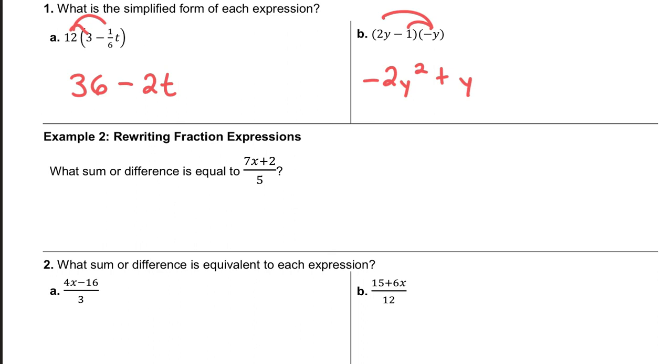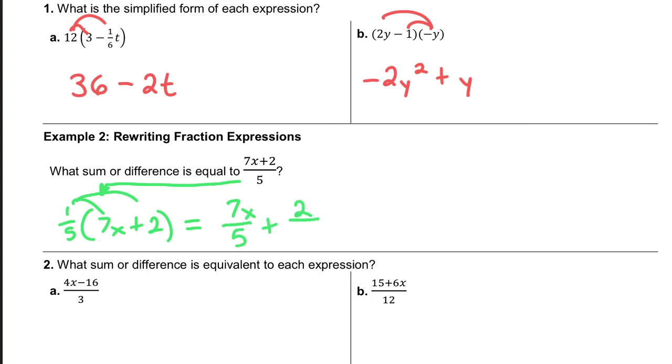So moving to example 2, finding a sum or difference that's equal to a quantity divided by just a number. It's just basically distributing, kind of like you're distributing a fraction, because this expression is the same as me doing 1/5 times 7x plus 2. So if I did that distribution, all this would be is 7x over 5 plus 2 over 5. And that's it, and that's simplified. So really, you're just writing each term over this number in the denominator, in the bottom of the fraction.